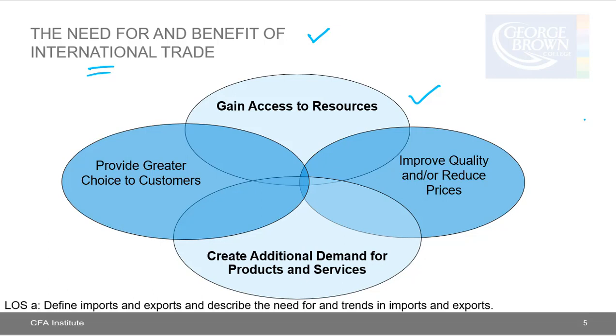They may import metals and minerals from Australia, Canada, and China, machinery and equipment from Germany, and fuel from the Middle East. International trade creates additional demand for domestic products and services. So now we're moving down to this quadrant. For example, if Japanese manufacturers did not have the ability to sell consumer electronics abroad, they would have to limit their production to the quantity that can be consumed in Japan, a relatively small market.